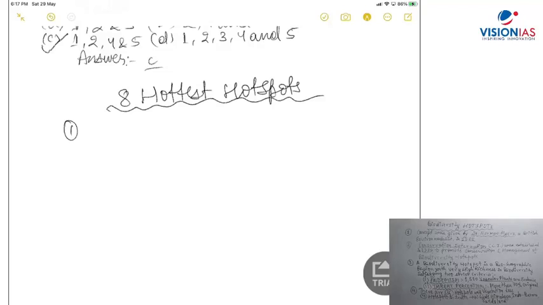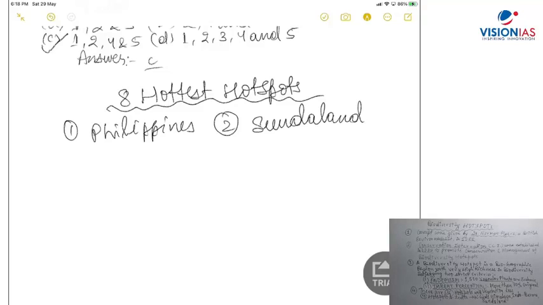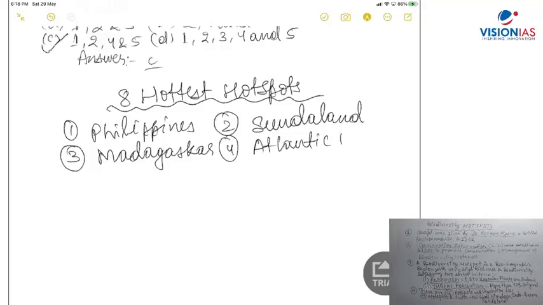Which are these? One is this one, Philippines. Right, the Philippines, they are in Southeast Asia. That is a hottest hotspot. Then comes Sundaland, which is Java, Sumatra, and this part there. Then comes Madagascar. This is an island in the Indian Ocean. You have Madagascar island, which is a part of the Indian Ocean there. Then fourth you will find here Brazil's Atlantic forest, the Atlantic forest in Brazil.